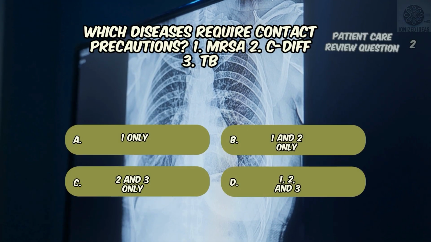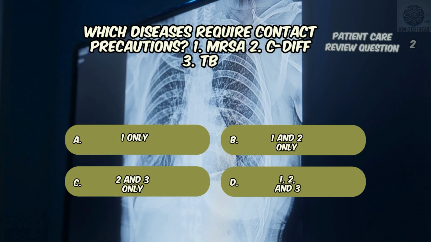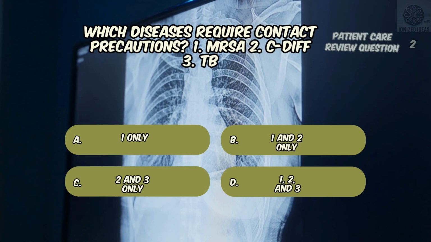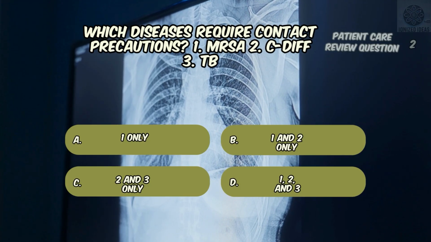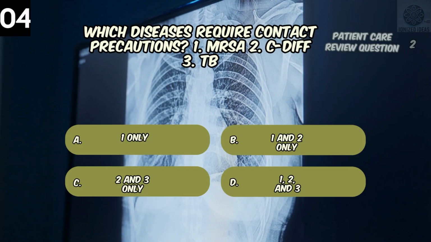Which diseases require contact precautions? 1. MRSA, 2. C. diff, 3. TB. A. 1 only, B. 1 and 2 only, C. 2 and 3 only, D. 1, 2, and 3.